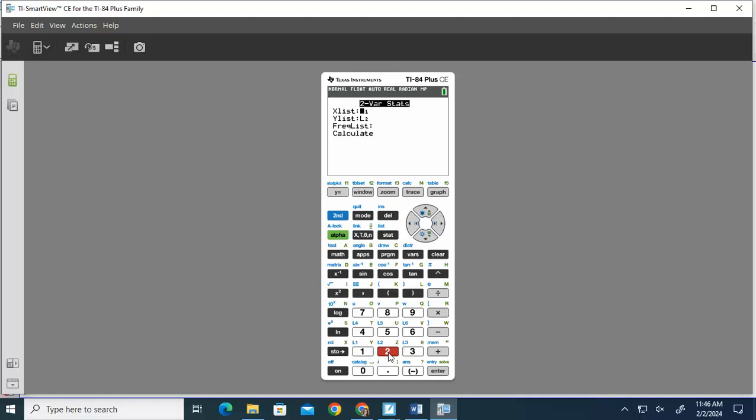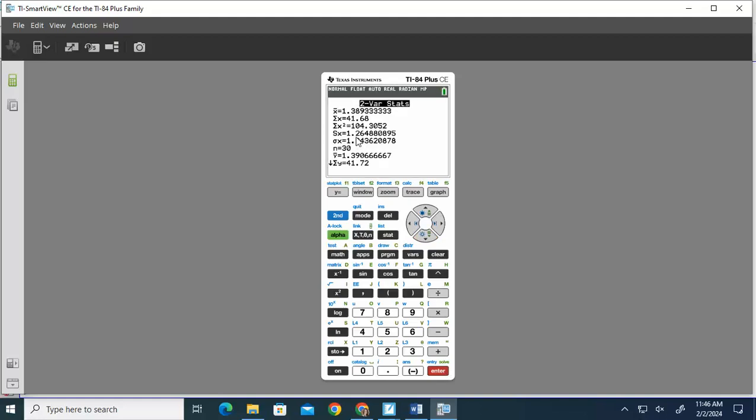All right, so if we want to just pull up both at one time, go into 2 variable statistics, your X list set as L1. If it's not that way, you just hit second and the number 1. Your Y list, go ahead and set that as L2. So check that those are the same. Then just go down to calculate, enter.